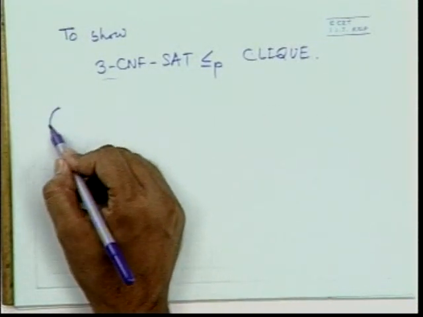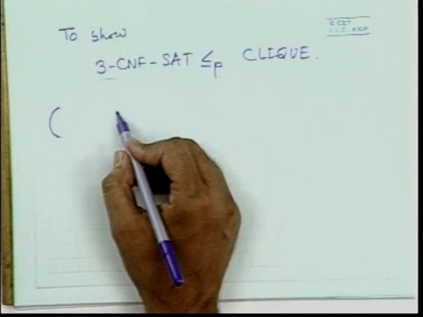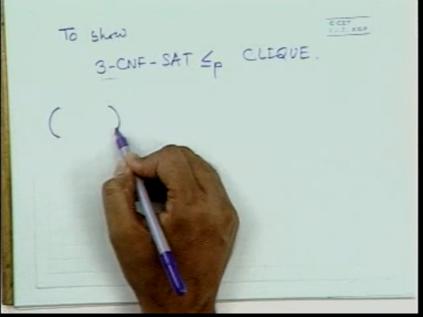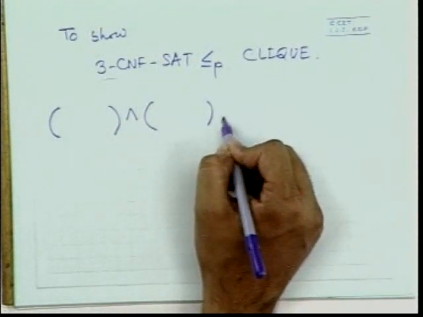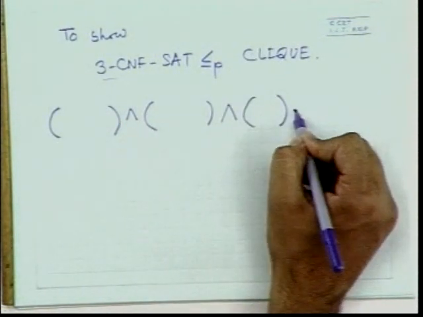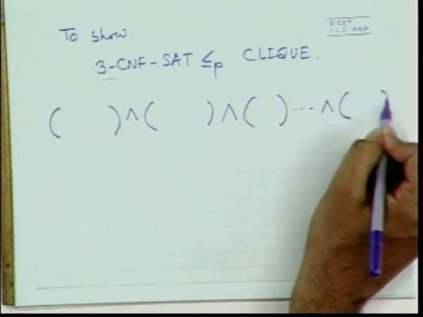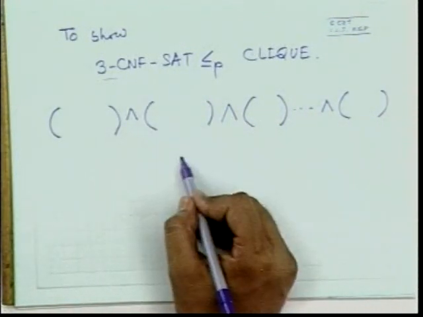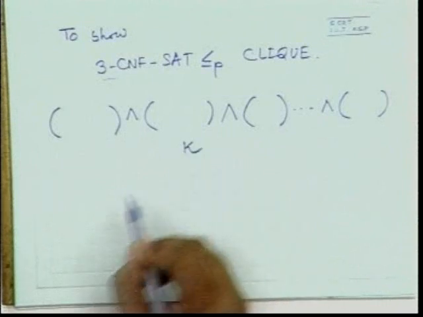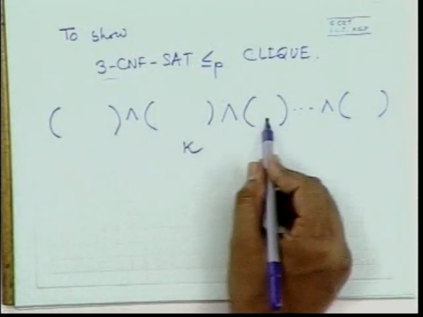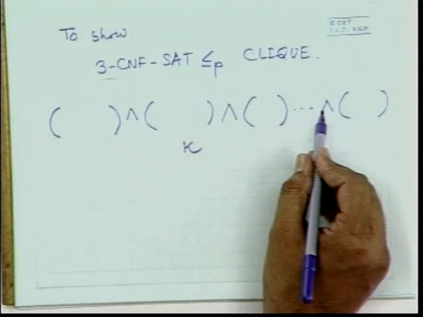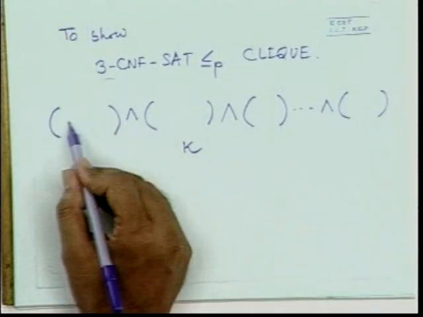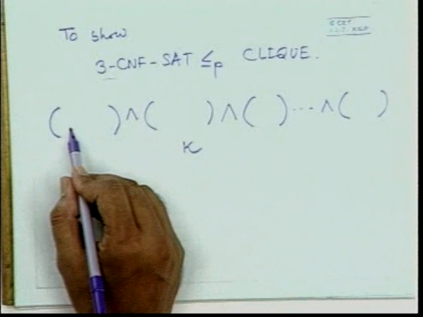Let us see what is the generic form of a 3CNF SAT. If you remember, it is an AND of clauses like this. Say there are k clauses, so there are k such clauses, 1, 2, 3, 4, like this, all connected by AND. Now within each one of them there are 3 literals.